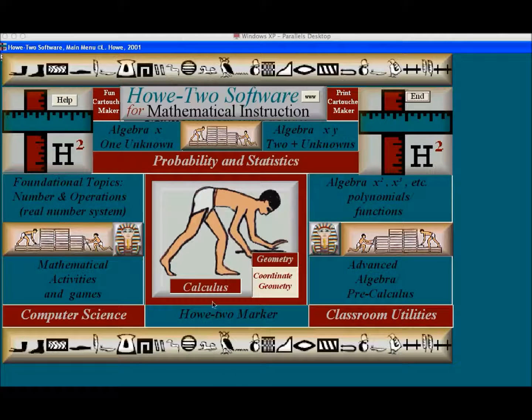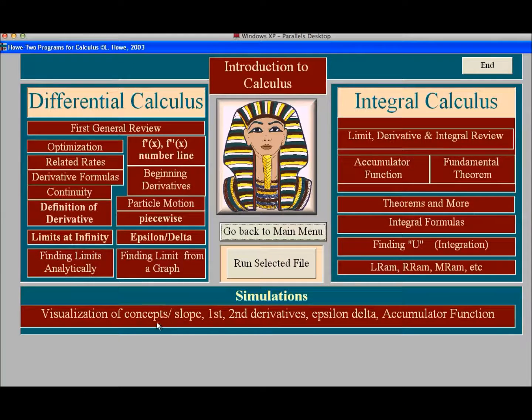Get an overview of the calculus submenu. There are some simulations that I made early on when I first started teaching AP Calculus, things that I thought were hard to explain, so I made some simulations of slope and the first and second derivatives and epsilon delta and the accumulator function.